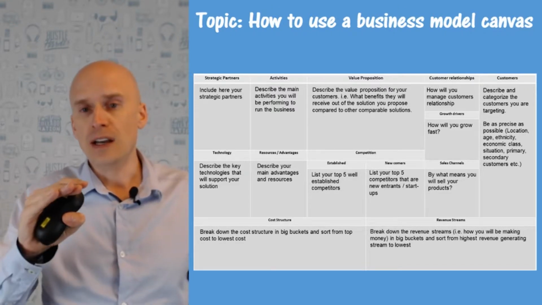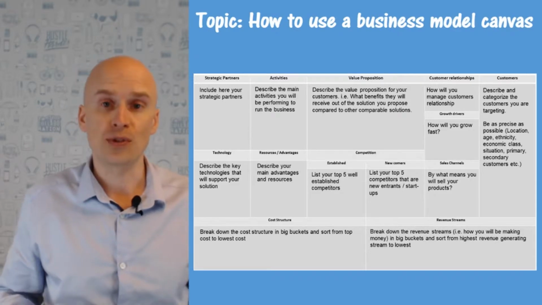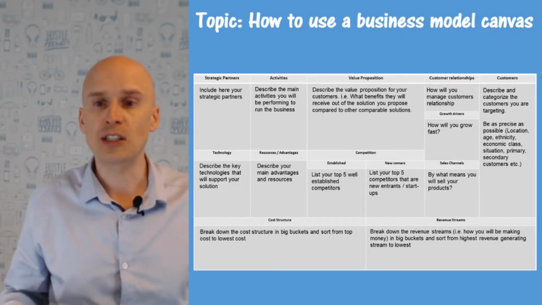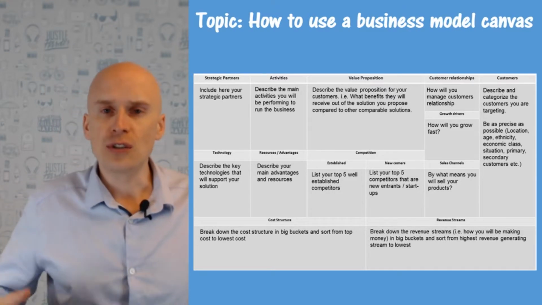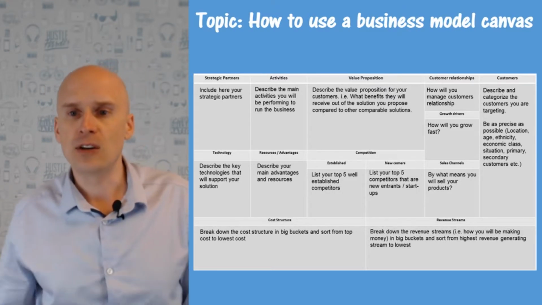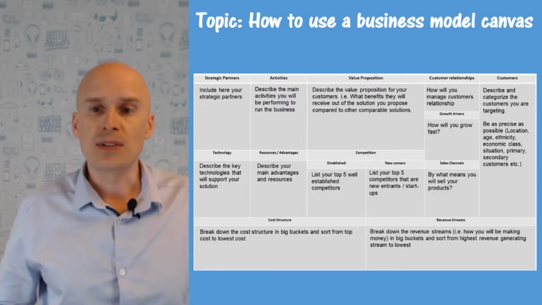Then to the right, you have your customers. That's where you describe and categorize the customers you're targeting. So the location, the age, the ethnicity, the economic class, the situation, primary or secondary customers.